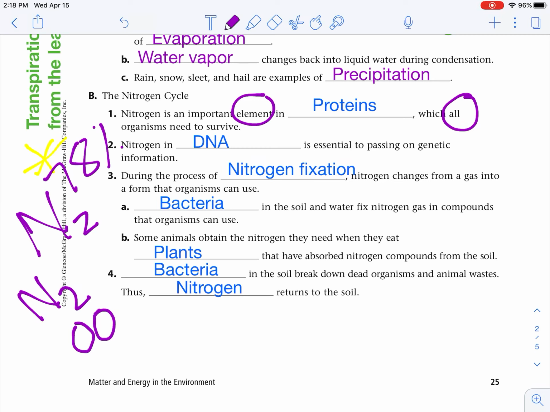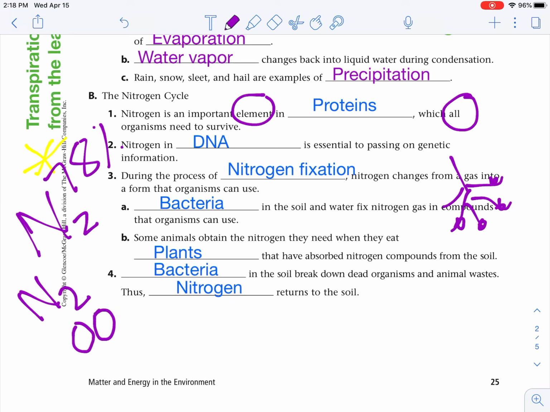Some animals obtain the nitrogen they need when they eat plants that have absorbed nitrogen compounds from the soil. So we've got certain plants, legume plants, clover, that are nitrogen fixing plants, and we've got these roots, right? As you saw in your puzzle, we've got nodules on it and there's bacteria there, and through a series of transformations by bacteria you will get it to the point where it is in a form that a plant can use.